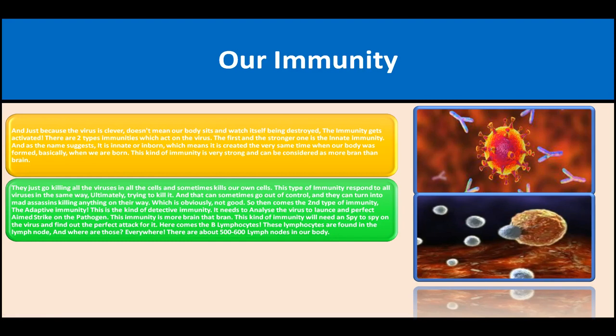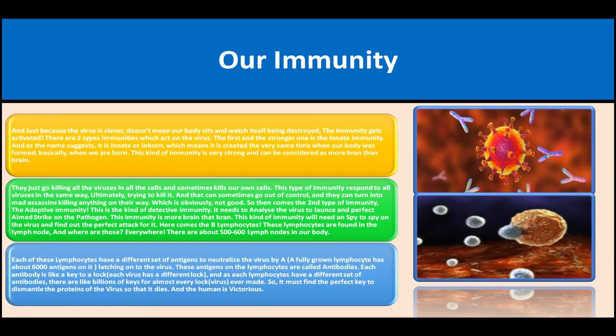These lymphocytes are found in the lymph nodes. And what are those and where are those? Everywhere. There are about 500 to 600 lymph nodes in our body, which are everywhere in our body. And as these lymphocytes have a different set of antigens, each lymphocyte has a different set of antigens to neutralize the virus. And a fully grown lymphocyte has about 6,000 antigens on it.